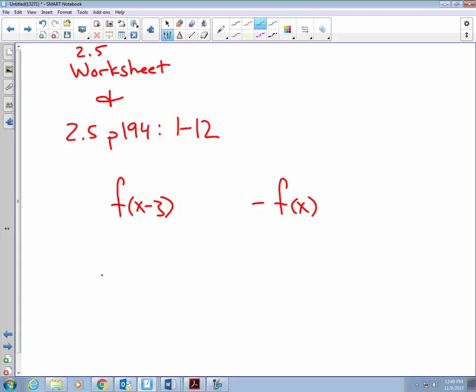If it's vertical, it's over x. If it's horizontal, it's over y. You don't have to state. We know what you're talking about.